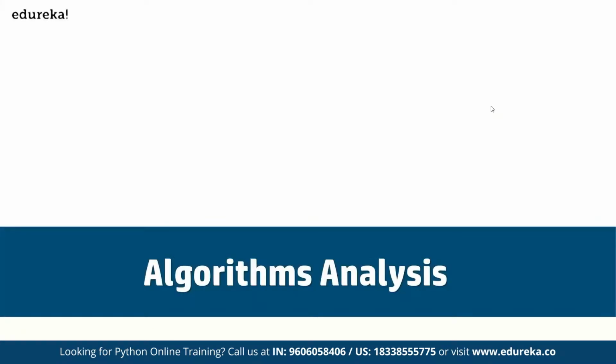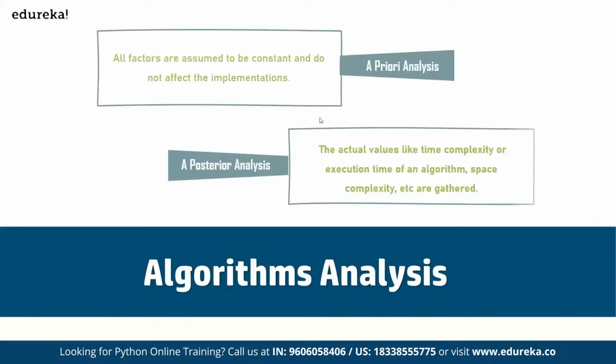So in terms of algorithm analysis, we can do a priori analysis, or we can do a posteriori analysis. Priori analysis refers to the theoretical analysis, where the efficiency of an algorithm is measured by presuming that all the other factors are constant and do not affect the implementation of the algorithm.